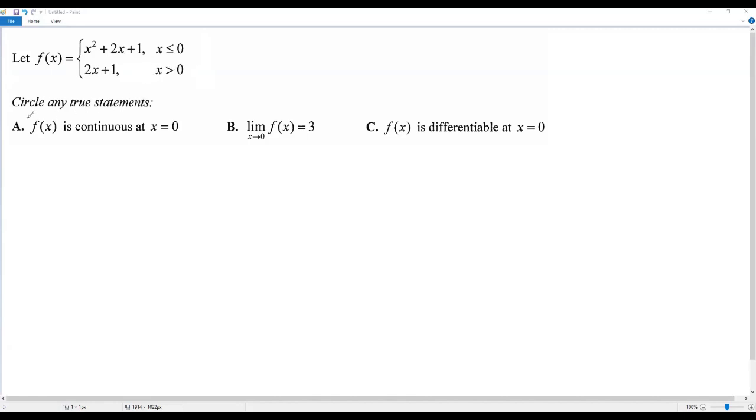Circle any true statements. We have three statements over here, A, B, and C. And we have to circle the true statements. Okay, now let me verify statement A, that is, f of x is continuous at x equals 0.